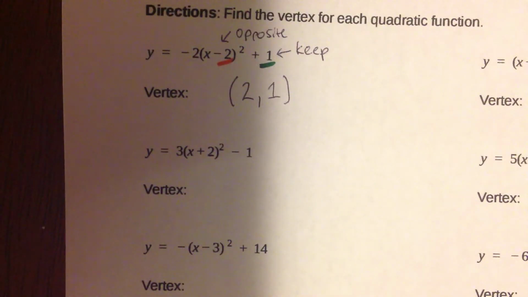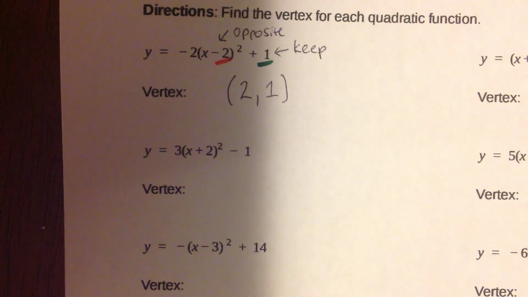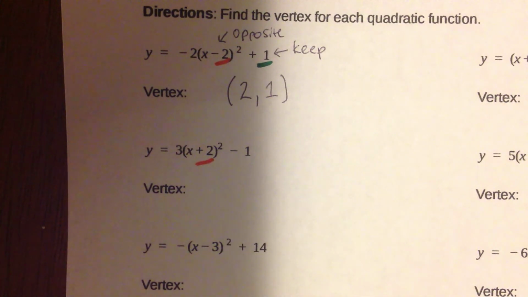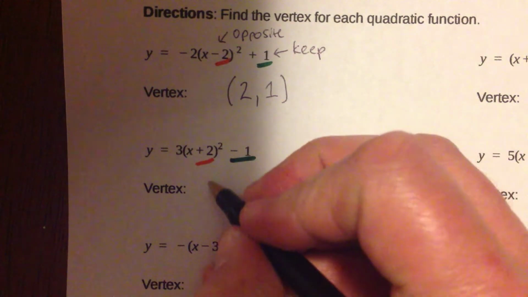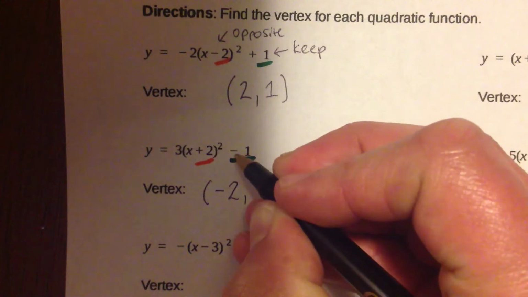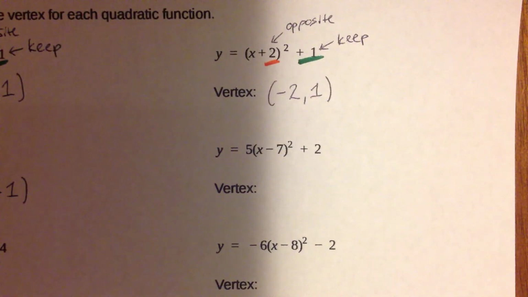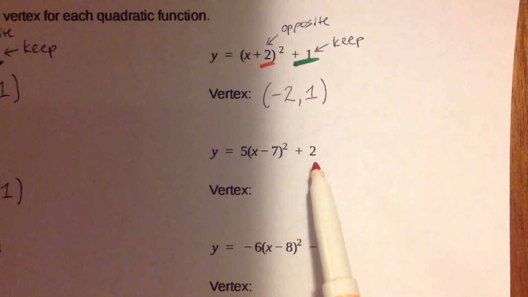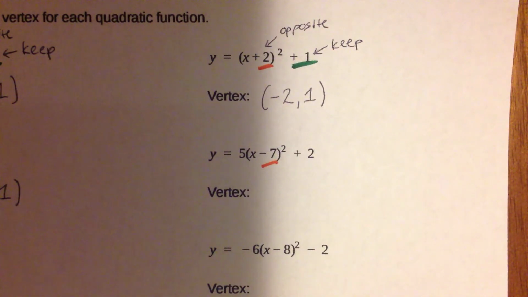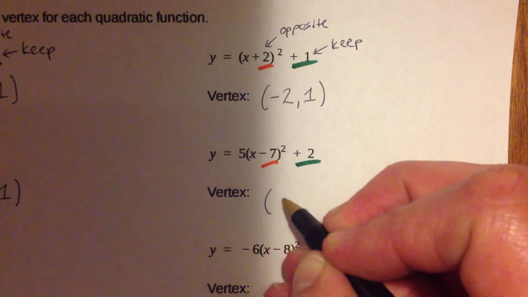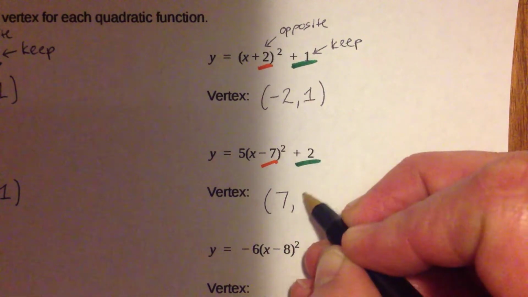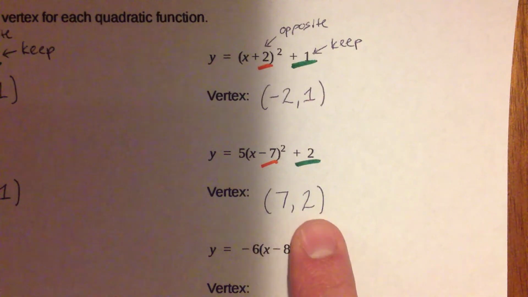In the next equation, I have 3 times the quantity x plus 2 squared minus 1. My h is 2, and my k is negative 1. So again, I take the opposite of what's inside here. The positive 2 turns to a negative 2, and here I keep the negative 1. In my next equation, I have 5 times the quantity x minus 7 squared plus 2. So my h is 7, and here's my k. So again, I take the opposite of negative 7, and I just said my h is 7, and I keep my positive 2. Don't do any changing there.